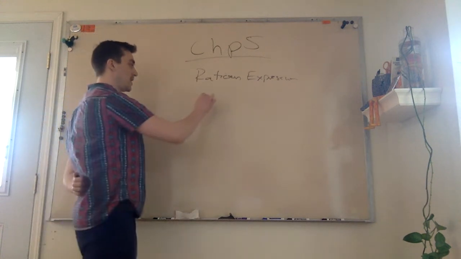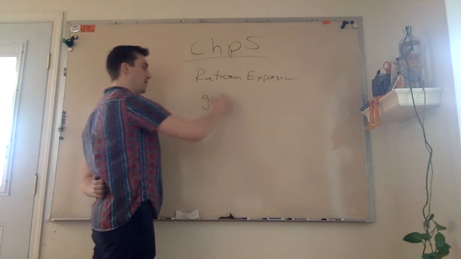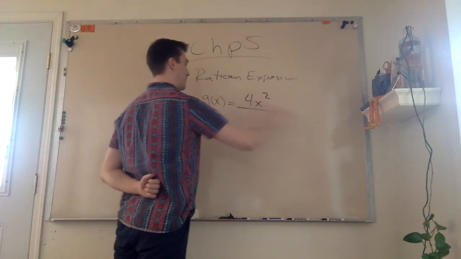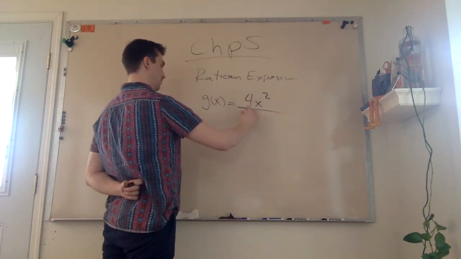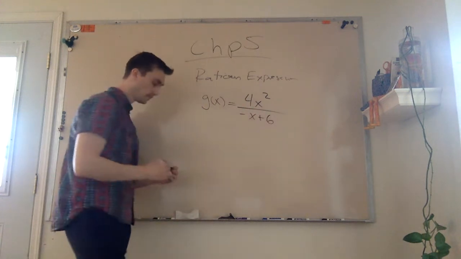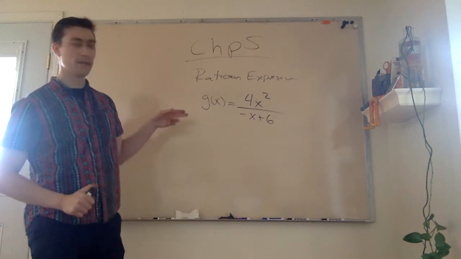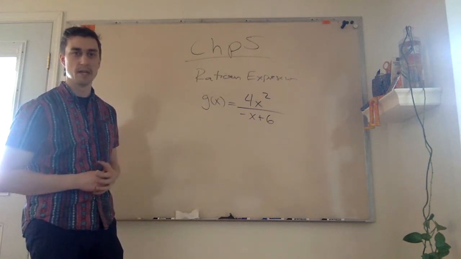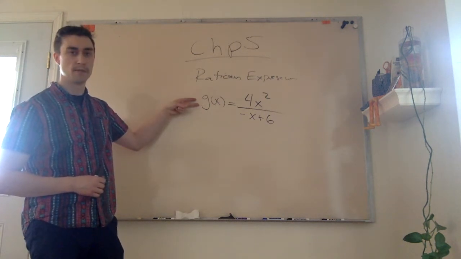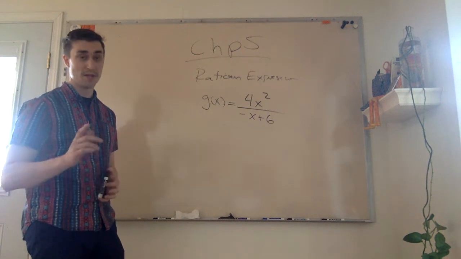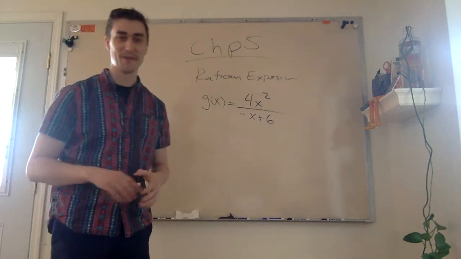So try this. Here's a rational function. G of x is, say, 4x squared divided by negative x plus 6. Find the restricted values and state the domain. Just do both, right? So find the restricted values of this function and state the domain of this function. Pause the video. No, you don't have to.